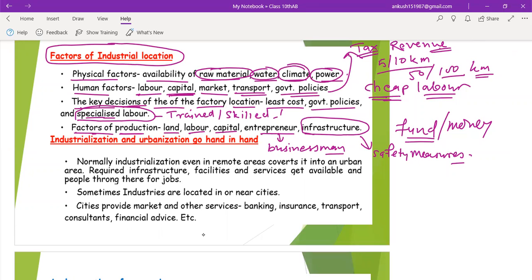Now industrialization and urbanization go hand in hand. What is urbanization? The creation of more and more cities. We are going to understand it now. See, it is totally related to the concentration of population.